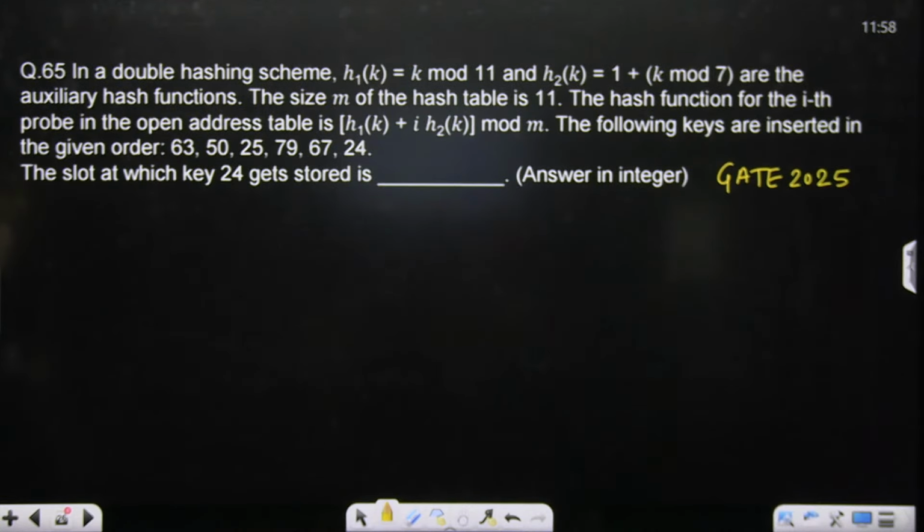In a double hashing scheme, h1(k) = k mod 11 and h2(k) = 1 plus k mod 7 are the auxiliary hash functions. The size m of the hash table is 11. The hash function for the ith probe in the open addressing table is (h1(k) + i * h2(k)) mod m. The following keys are inserted in the given order: 63, 50, 25, 79, 67, 24. The slot at which 24 gets stored is? What will it be?